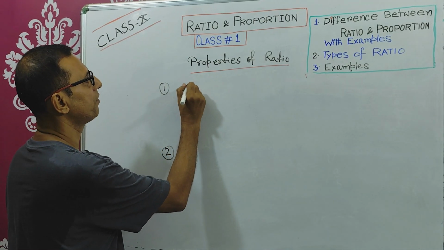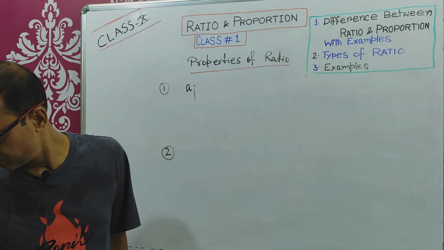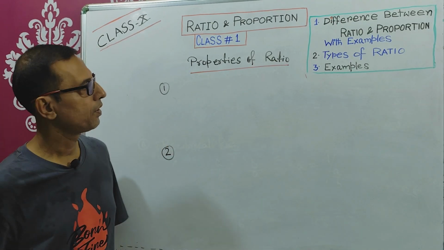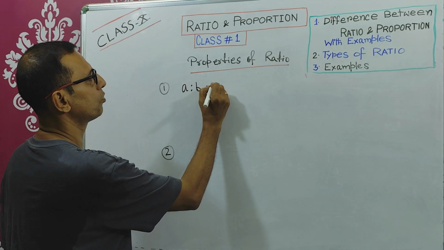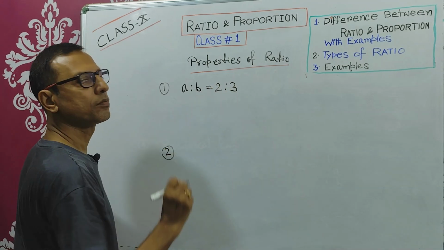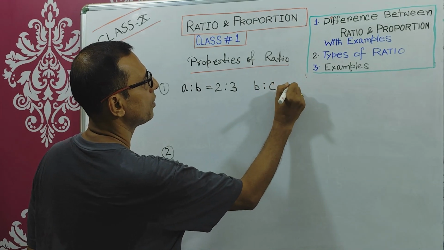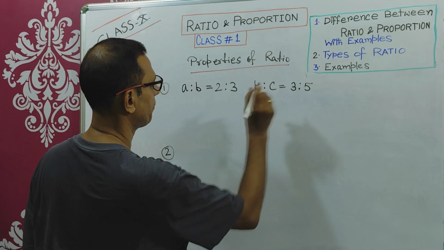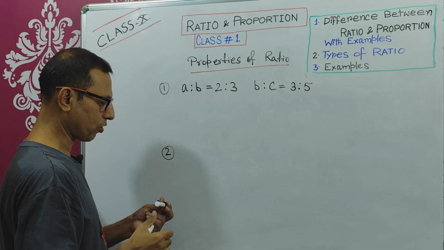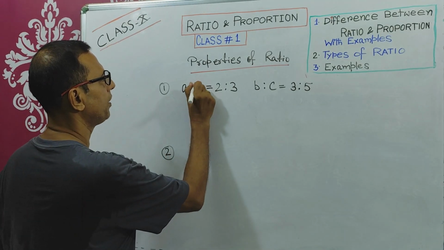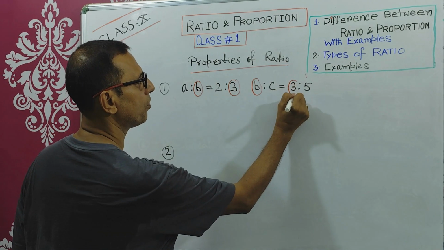Let's say one ratio is given, A is to B equals 2 is to 3, and B is to C equals 3 is to 5. Then you can say, this B part is common in both the ratios. Here also it is B, here also it is B. Here the value of B is 3, here also the value of B is 3.